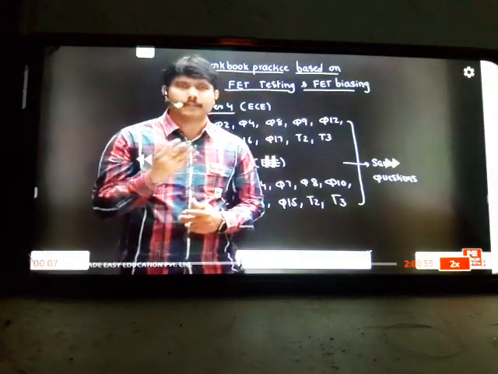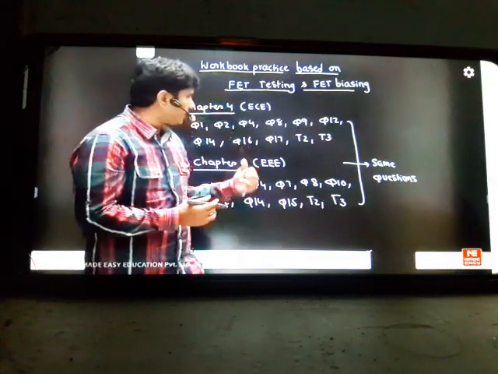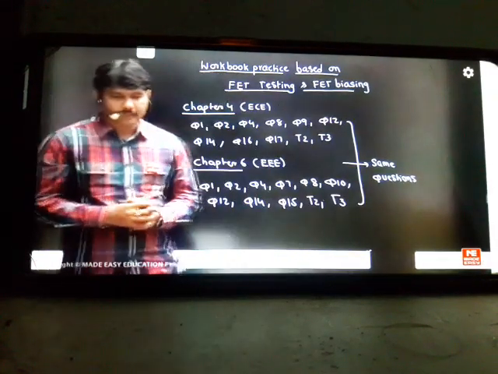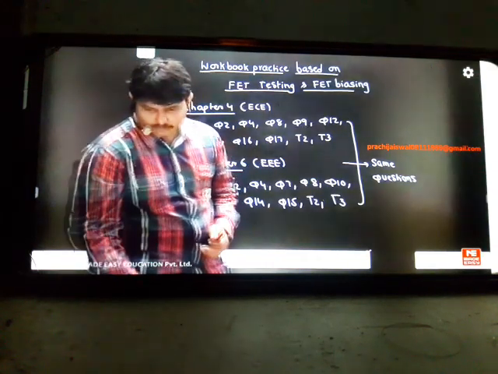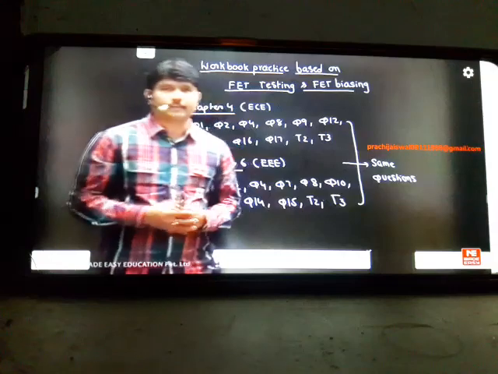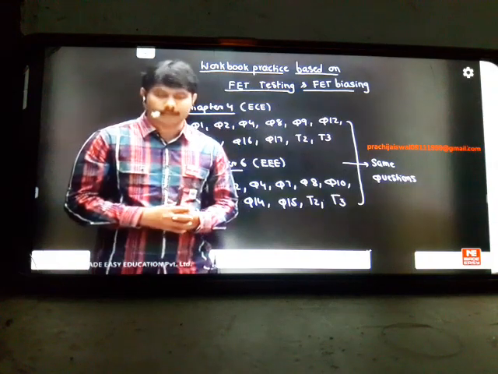MOSFET complete design part, the testing and biasing part, we have completed. So today I'm expecting we'll try to do these questions. Yesterday I already gave you the questions. These are the questions you have done. If you have any doubt in doing the problems, let us see. I'll also do it parallelly, so you can check your answers and see where you made a mistake.